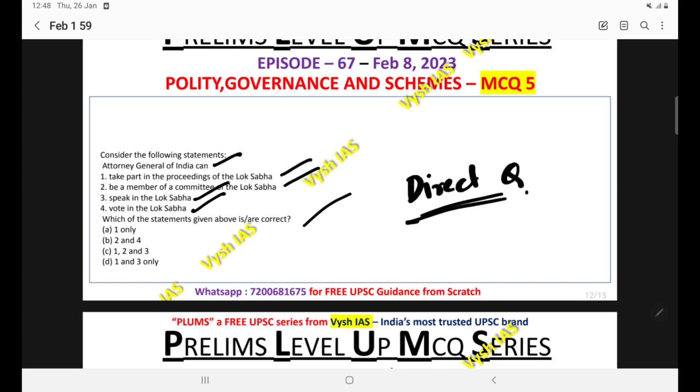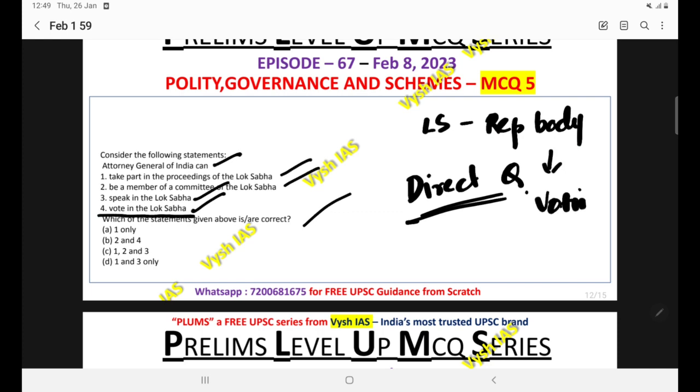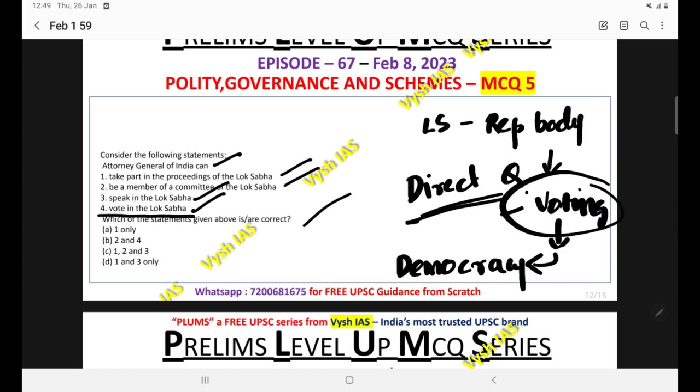If you have to go with elimination, come to the fourth option, voting in the Lok Sabha. Lok Sabha is a representative body. We are electing our members and sending them to Lok Sabha. So voting is a very powerful function. Will a non-elected member have the right to vote? No, certainly not. This is the knack of politics. So voting power will be linked to elected members only, and you can eliminate this option.